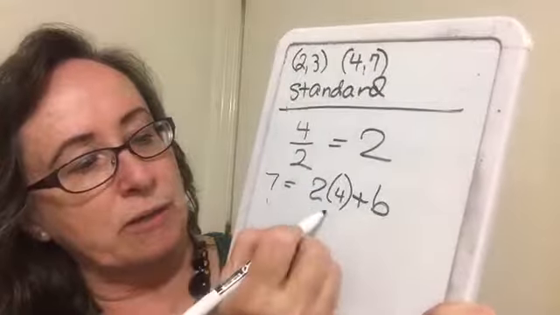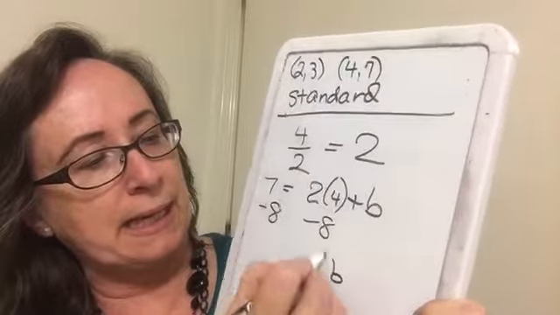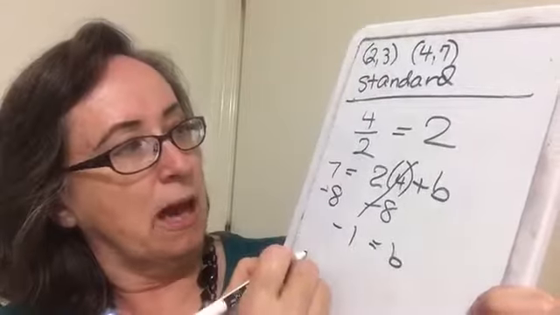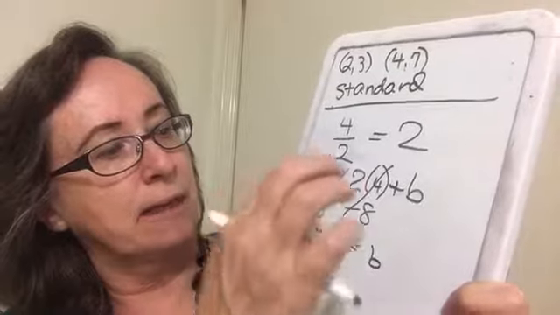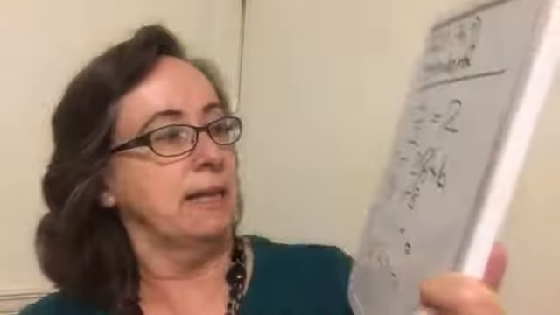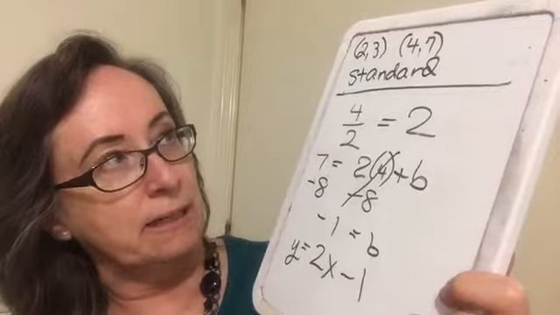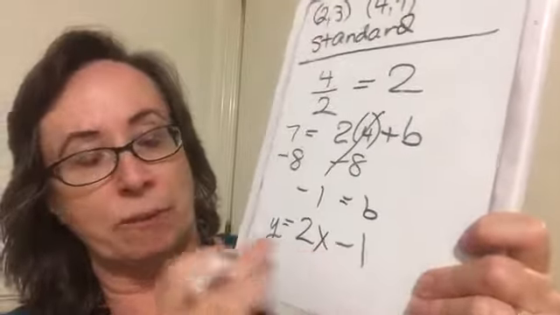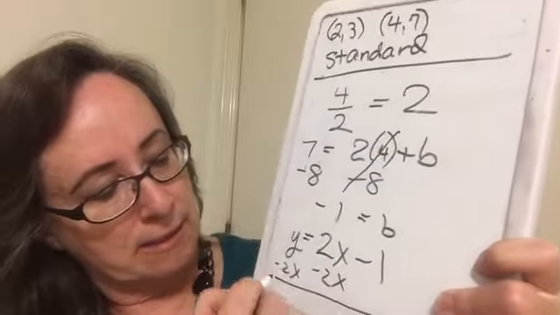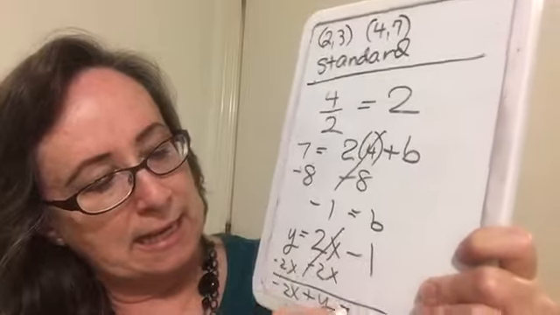So now, this is 8, so we're going to take away 8 from both sides, and we get b is -1. So now we plug in y is m, which was 2, x minus 1, so that is the slope-intercept form of the line, but we need it in the standard form of the line. So we need to move this 2x to the front, so minus 2x, minus 2x. So we get -2x plus y is -1.